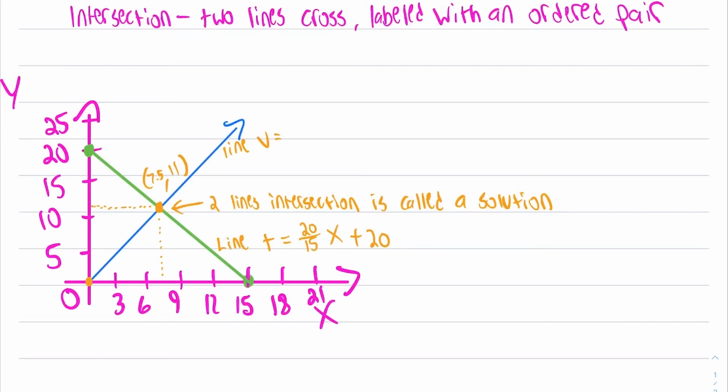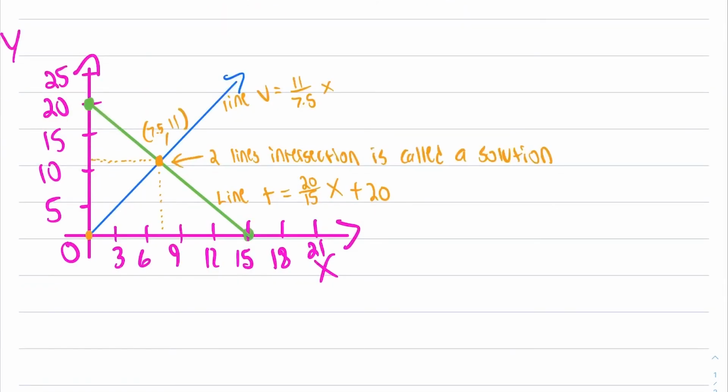That's the solution. Now that I have 2 points for line V, I'm just going to make the slope equation, which is 11 divided by this times x. Now I have an equation for both of these lines. In this part, I just wanted you to know that lines have an equation that goes with them. The intersection of two lines is called a solution. And you can trace using a dotted line down and to the side to find the x and y for a graph.